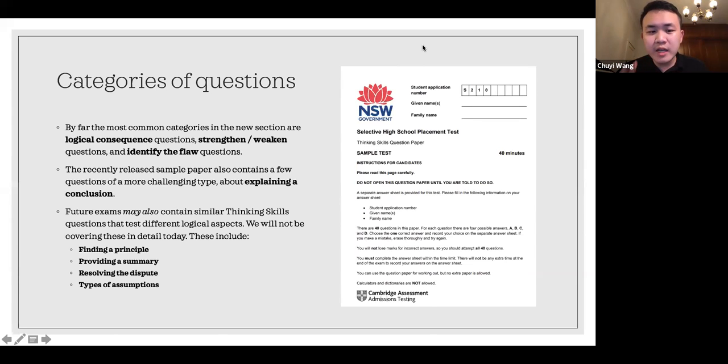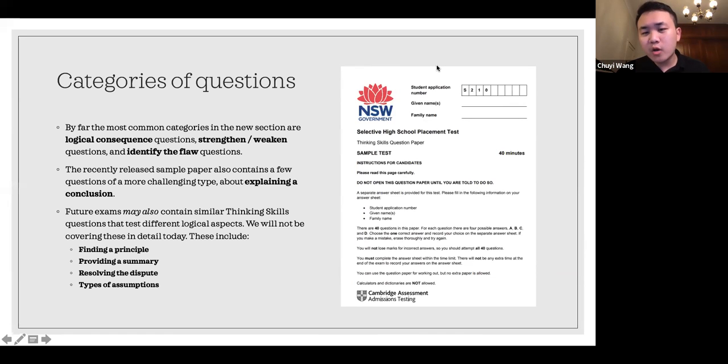Now, we're going to be going through each of those and talking a little bit about what they mean in just a second. Now, the sample paper also features one question, only 1 out of 40, which is a different type, called explaining a conclusion. That is a little more challenging, but we'll get to that towards the end of the workshop. Finally, the selective schools exam may also contain other questions, but we didn't see them in the sample exam. These include things like finding a principle, providing a summary, resolving a dispute, and figuring out different types of assumptions.